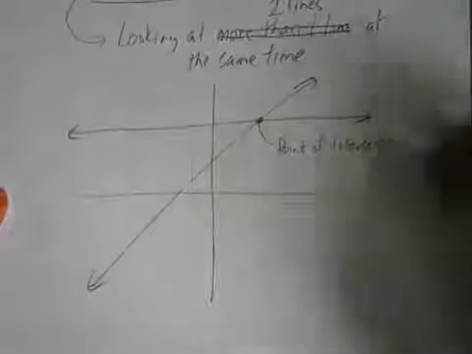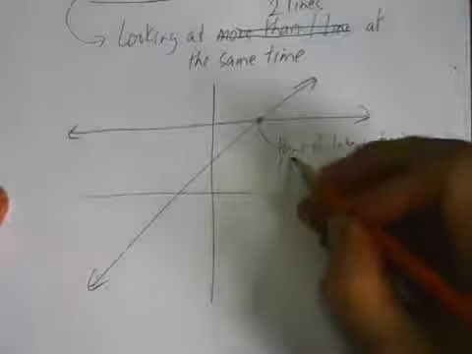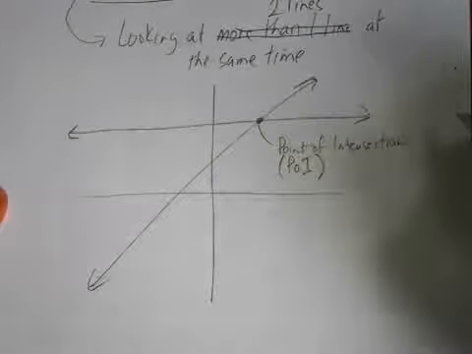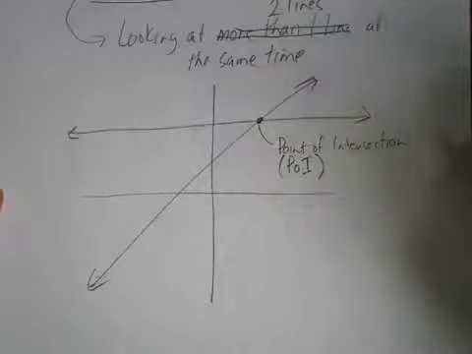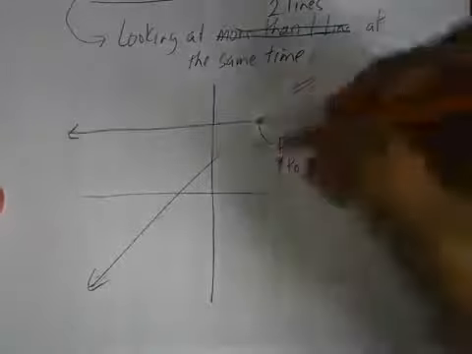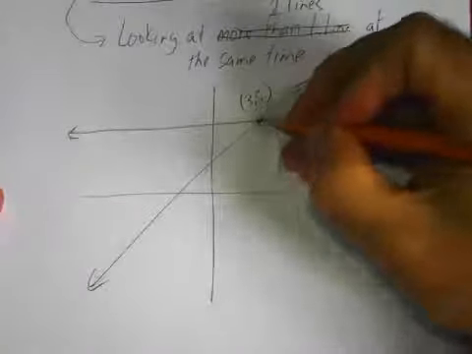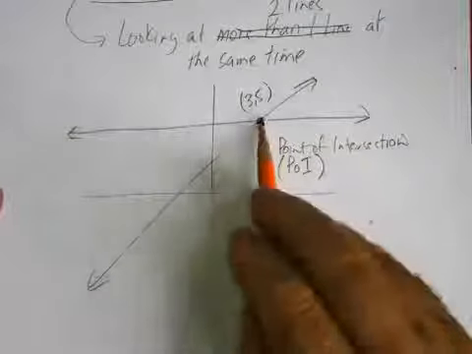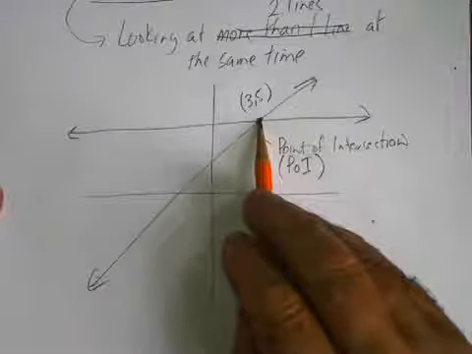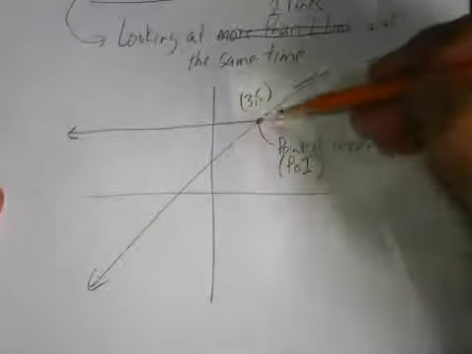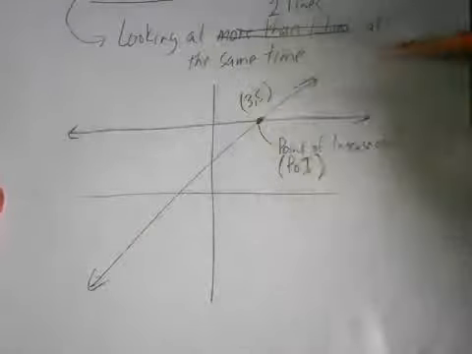Now that's a lot of writing, so being lazy, we just shorten it to POI. So if somebody asks for the point of intersection, you just say the POI is, and then you give the coordinates. So maybe this point of intersection was the point (3, 5). Both lines actually go through that point. That's where they intersect. So that point is actually on both lines. It's the only point where that's true.